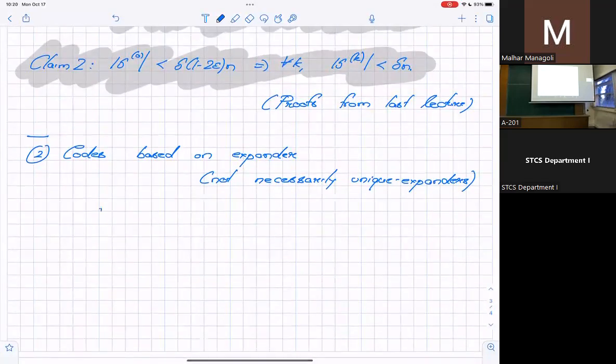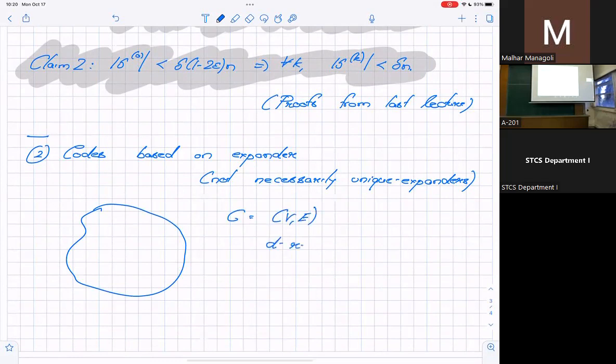Here the ingredients were, we are given a graph G. The input was G, a D-regular graph, and it was a lambda spectral expander, meaning it has a bound on the second eigenvalue.